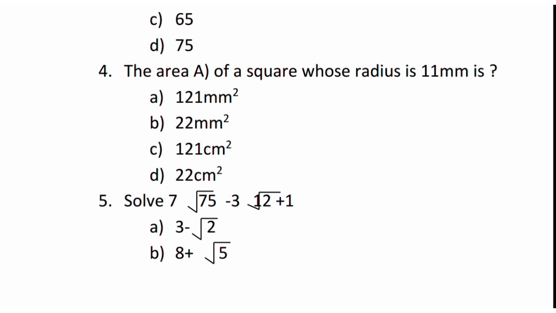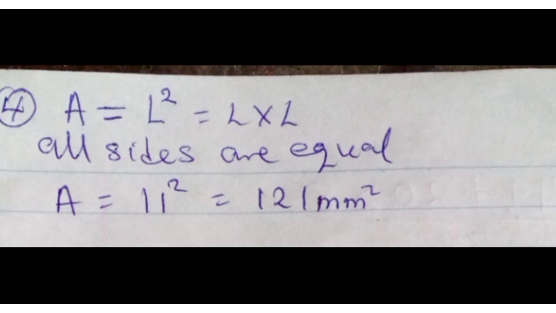The next question says to find the area of a square whose side is 11 millimeter. Let's look at it. Area of a square is what? L raised to power 2. So L times L, 11 raised to power 2, which is equal to 121.